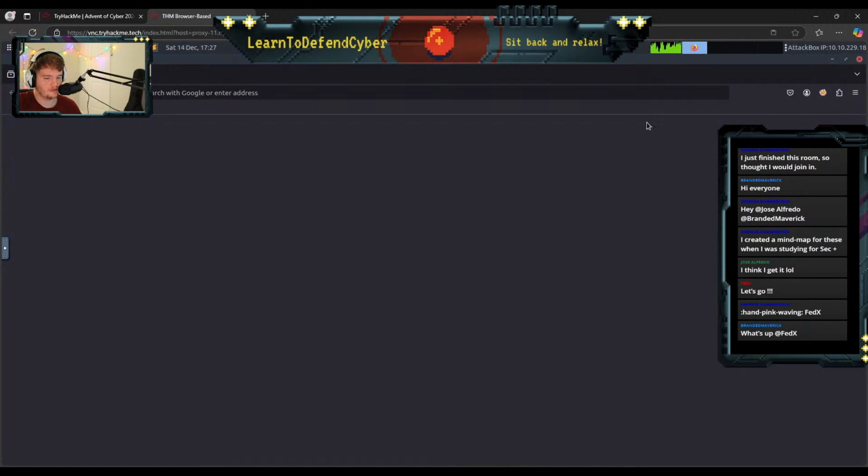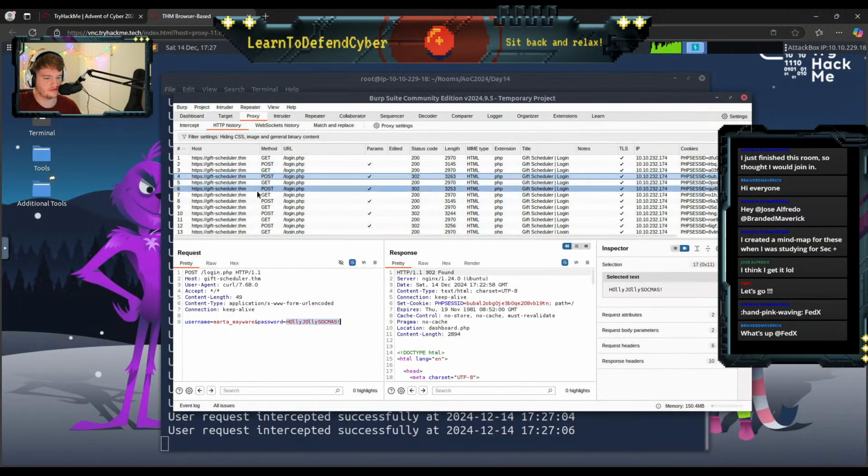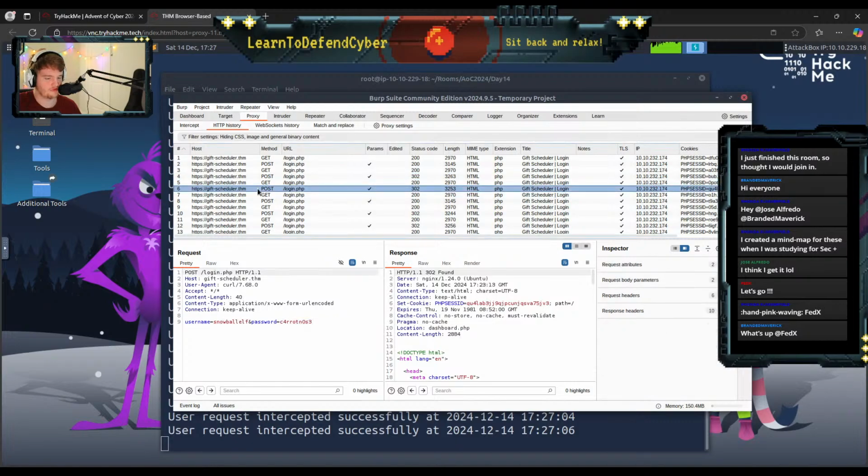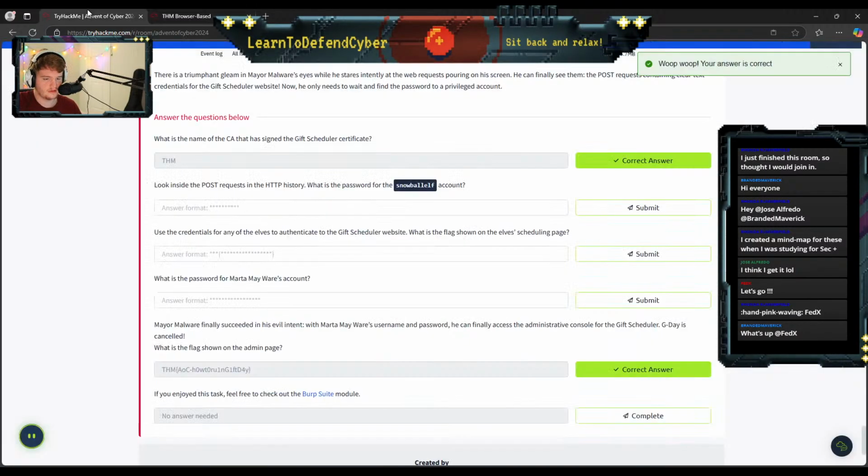They want a Snowball Elf account password. So let's go through the post request here. Oh, we got it right here. Carrot knows. We probably just sign in as them too. Get that other flag they're asking for. Okay, submit. It's not letting me submit for some reason. Come on. It's not even telling me it's wrong.